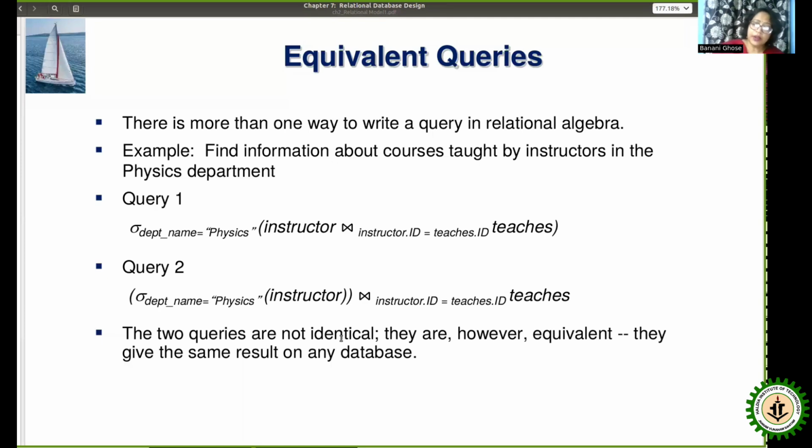So a particular query or a particular requirement may be served using different relational algebraic expressions. It is not a hard and fast rule, but the basic criteria must be fulfilled. The basic things must be maintained, and if it gives the result by correctly executing the sequence of operations, then they are equivalent queries.